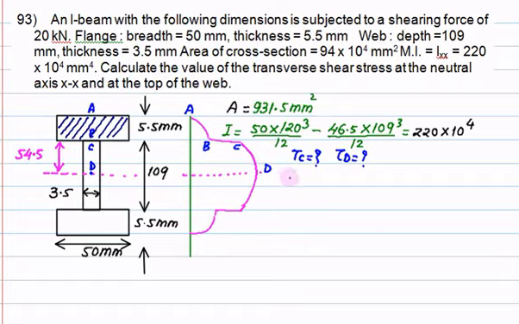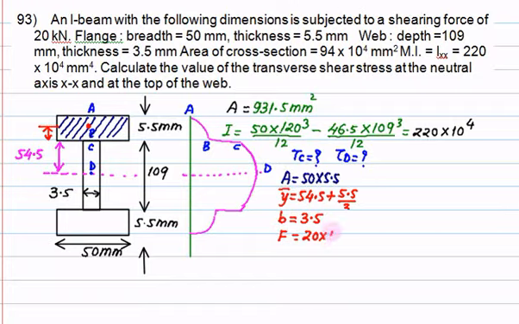So what is the area for this one? The area for this one is 50 multiplied by 5.5. The y bar for this section, y bar of this area is 54.5 plus 5.5 divided by 2, and then what you require is the width. So width we are calculating at point C, so width will be equal to 3.5, and the force is already given to you, 20 kilonewton, 20 into 10 to the power 3. I we already calculated. Now substitute in the formula and calculate.